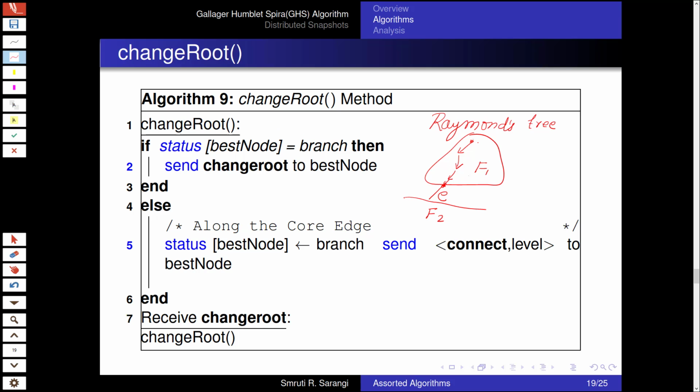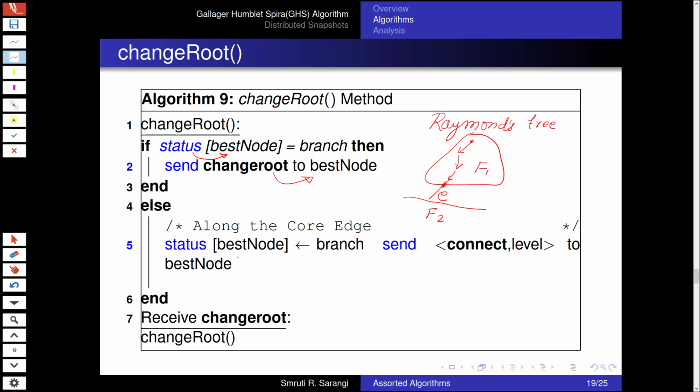So we start from the root, we just see the status of its best node. If it is a branch, then what we do is we send change root to best node. All right. And no problem. And so we just keep on doing that. Ultimately, what will happen is we will arrive over here.